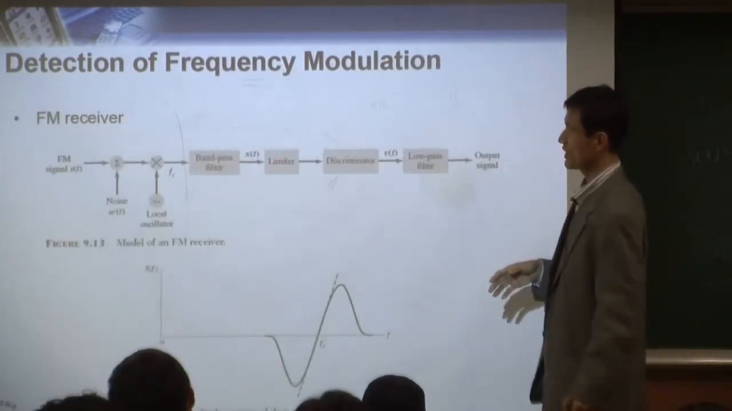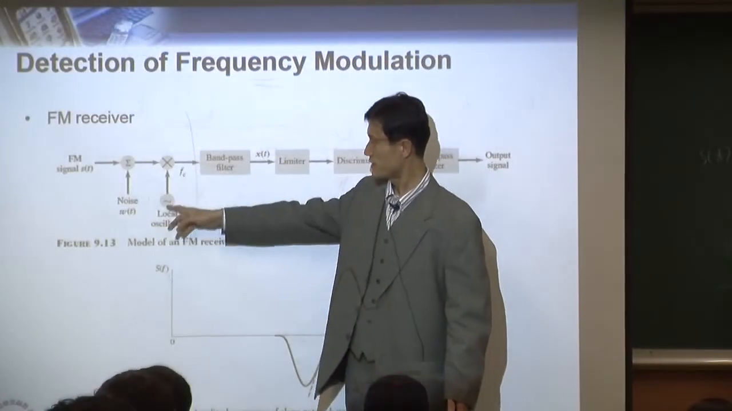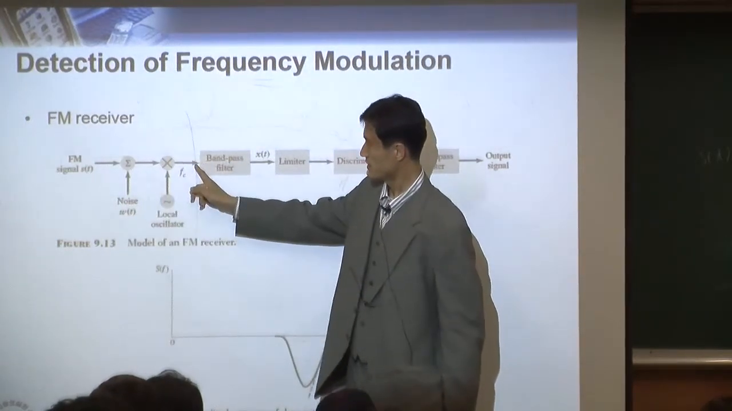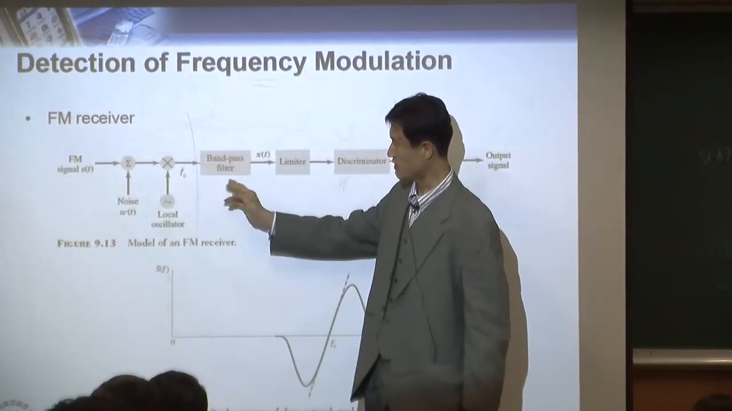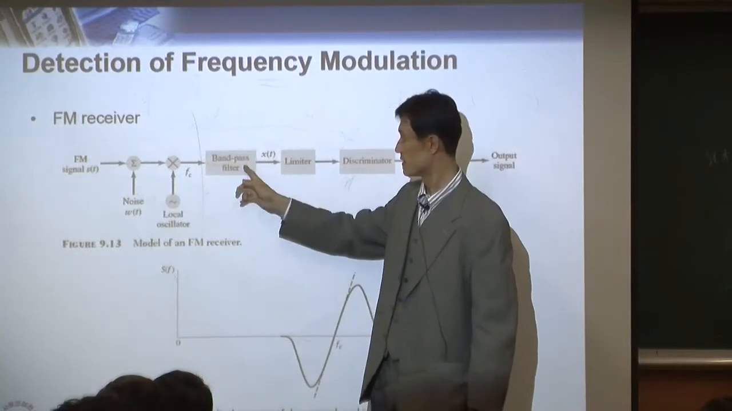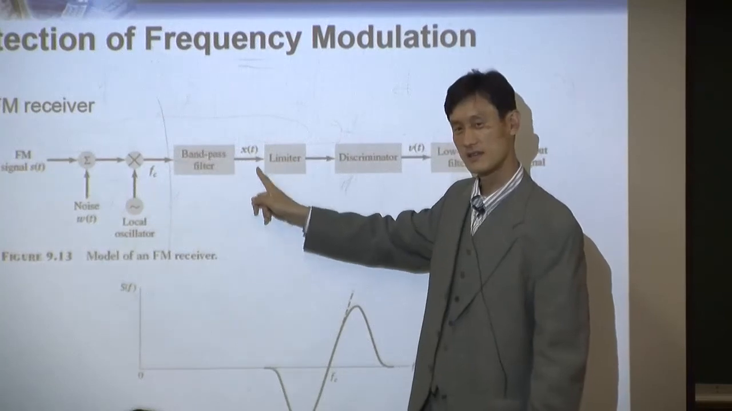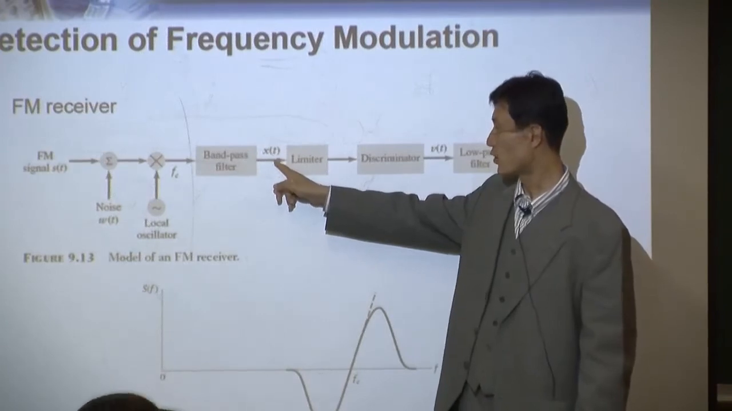Now it's time to look at the post-detection. Now it's a little bit complex because this is our FM receiver. So now let's look at the FM receiver. This is where you add the noise, okay? And then here you have an antenna. You receive the signal, and the first thing to do is a bandpass filter, as always. You get XT. This XT is the same as ST plus NT, right? ST plus NT. Now this ST plus NT goes into a limiter.